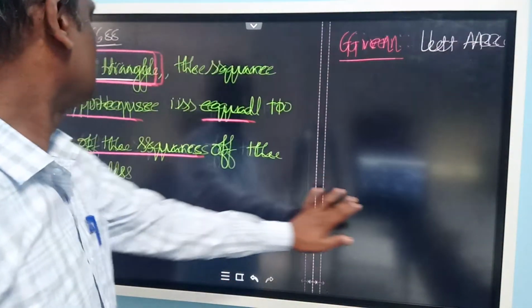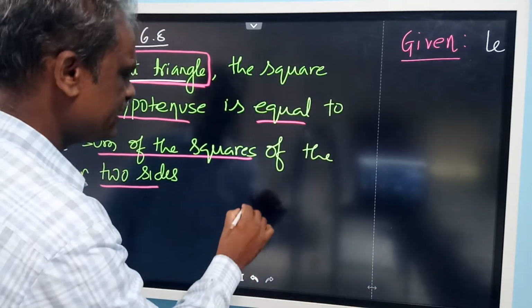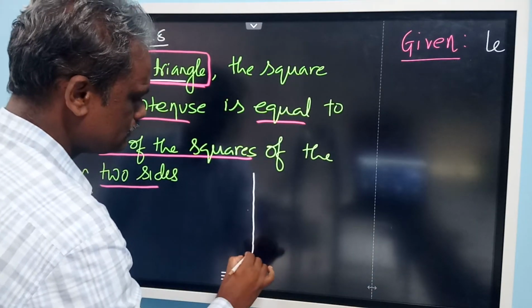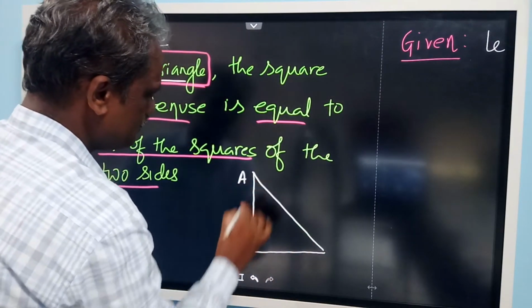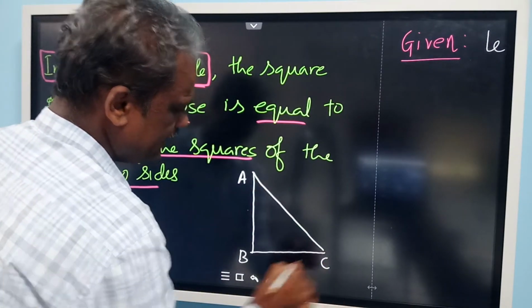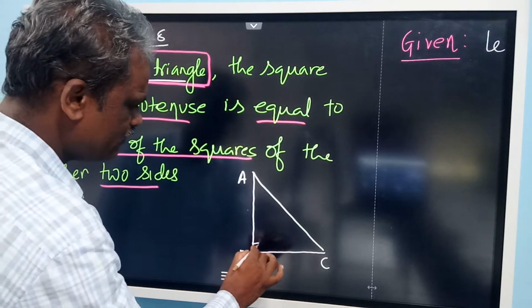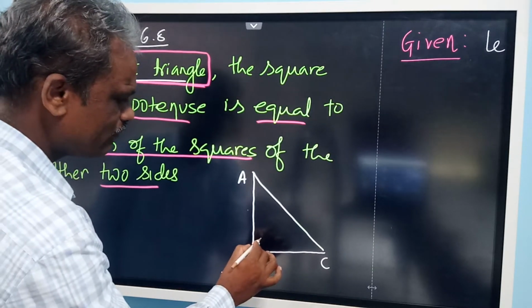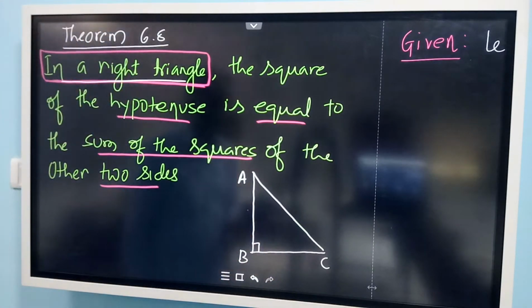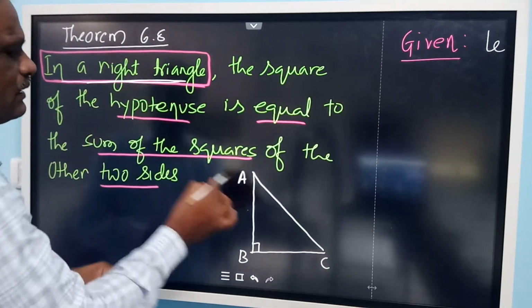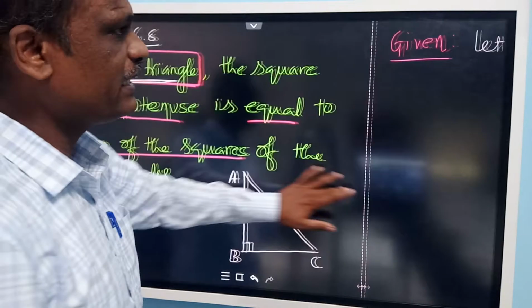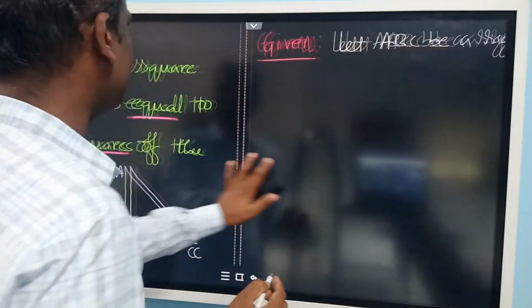So for that, let us draw the diagram here. ABC is a right angle triangle with angle B equal to 90 degrees. This is 90 degrees. So that is what we have written: ABC is a right triangle. So I have taken angle B equal to 90 degrees.